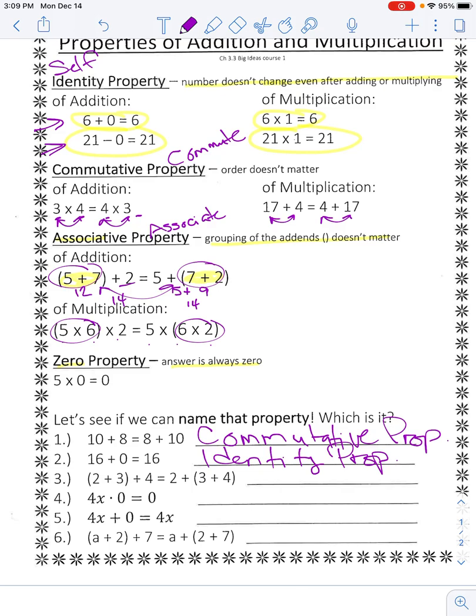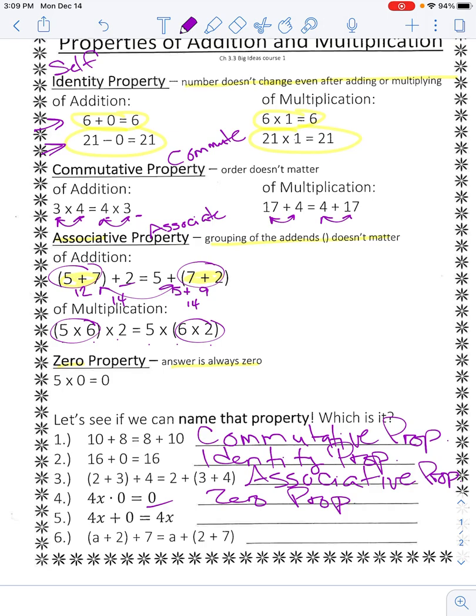Look at number 3. It's got some groupings. On the left, 3 and 2 are hanging out. On the right, the 3 and the 4 are hanging out. That's the associative property. Who are they hanging out with? Who are they associating with? Number 4, x times 0 is 0. Anything times 0 is 0. That's the zero property.